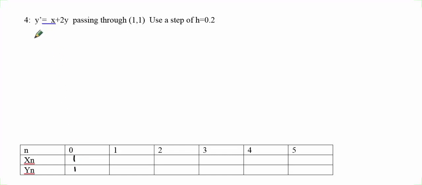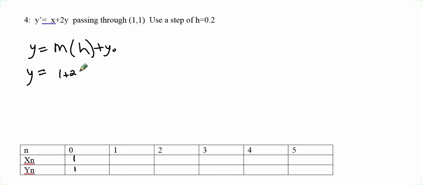we have 1, 1. So our new y value is our slope times our step size plus our old y value. So our new y value is our slope, which is x plus 2y, so 1 plus 2 times 1. The step size is 0.2. My old y value is 1, so plus 1. So 3 times 0.2 would be 0.6 plus 1 is 1.6. So we have a new x value of 1.2, sorry, we're starting at 1 and adding 0.2. And our new y value of 1.6.